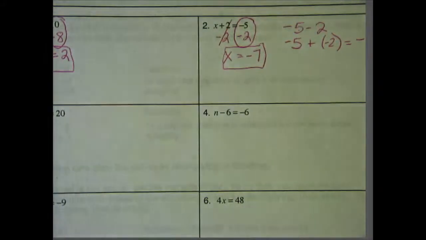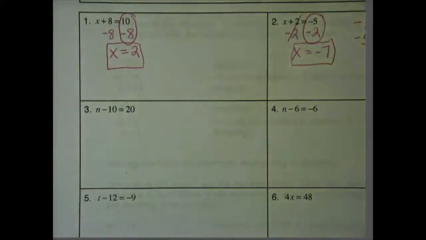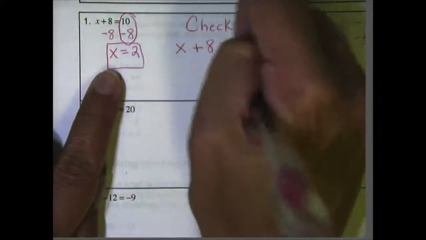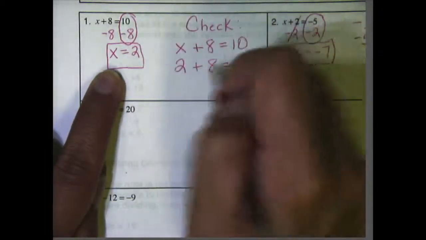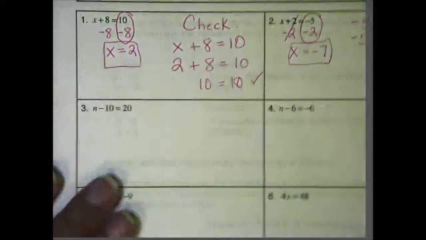Now, one thing I will show you, and I think it's very important for you to do, especially when you're first starting equations, and even later when they're more difficult, is to check your answer to see how you did. So let's check. So we have x equals 2. Well, we have x plus 8 equals 10. If x equals 2, we're going to substitute 2 in for x. 2 plus 8 equals 10. 2 plus 8 is 10. So we know that we got the correct answer.